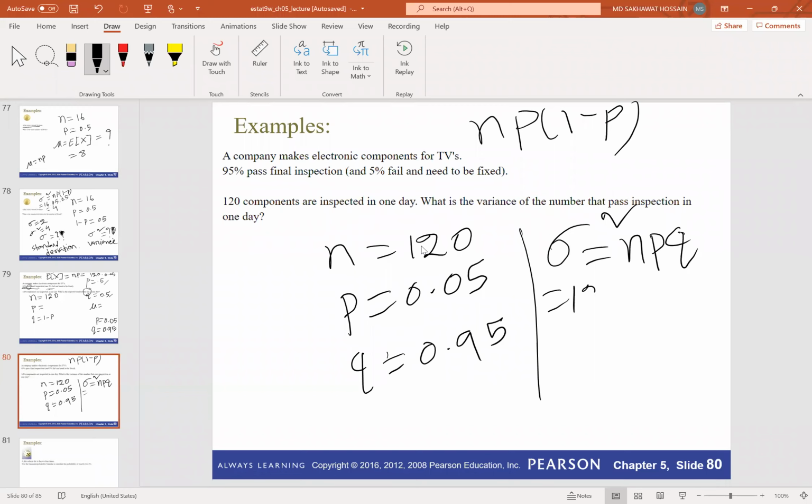So that means 120 times 0.05 times 0.95, which is equal to 5.7. Yeah, the correct answer is 5.7. That's correct, so you got the correct answer.